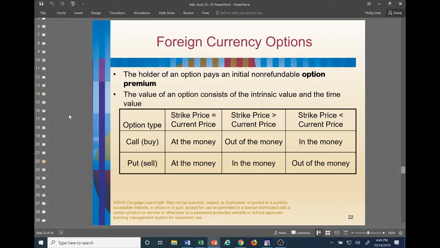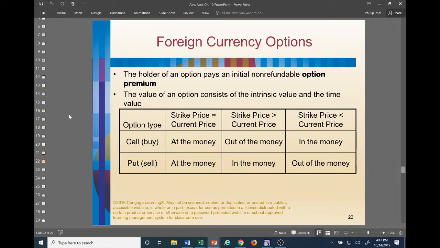If the strike price is greater than the current price, we're out of the money, because if we have a right to buy an option and the strike price is higher than the current price, obviously we're out of the money because we'd be paying more than we would without exercising the option. If the strike price is less than the current price, then we're in the money, because then we could buy at a price less than the actual current price, and then sell it for what the current price is and make an immediate gain. So therefore it'd be in the money.